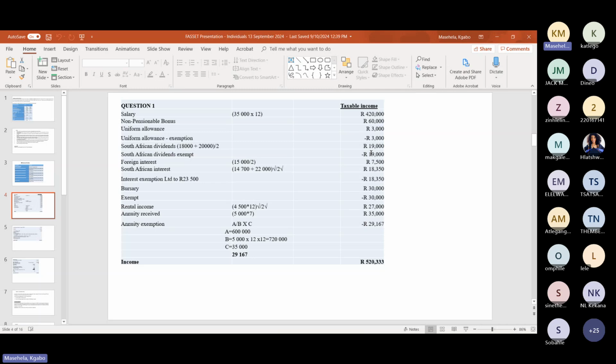And I've seen some of the students, they start with the income and there's a separate line for exemption. They list all those exemptions. It's okay. It's right, again, if you do that. But it's easier for marking purposes when you put it like this, because you just do it once: this uniform allowance, this is an exemption, this dividend, this is an exemption, this foreign interest, then we know it makes marking easier. Then the dividends, the foreign interest is 15,000 divided by 2.